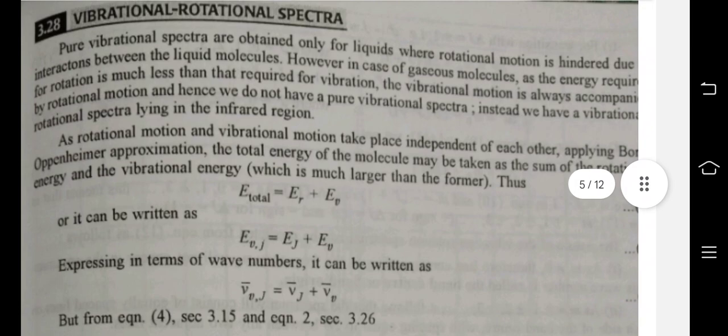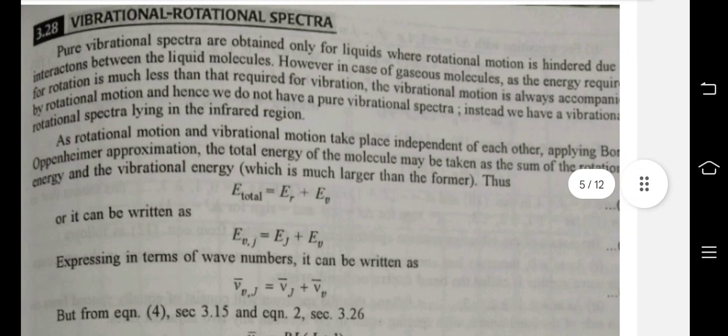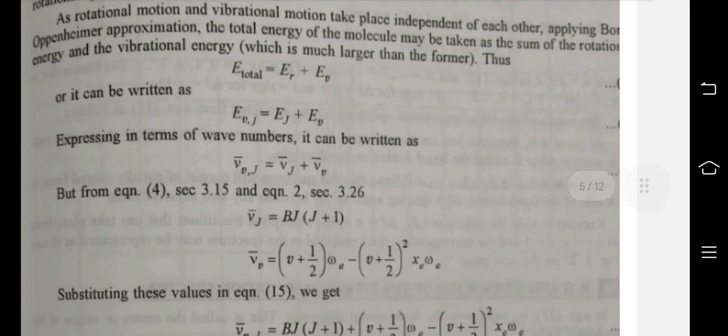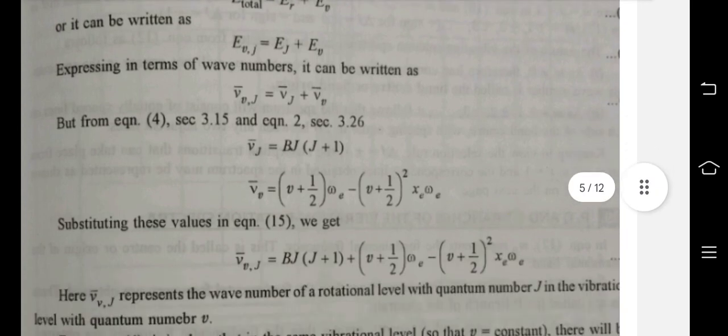As rotational motion and vibrational motion take place independent of each other, applying the Born-Oppenheimer approximation, the total energy of the molecule may be taken as the sum of rotational energy and vibrational energy. Thus, E total = Er + Ev, or it can be written as EvJ = EJ + Ev. Expressing in terms of wave number, it can be written as ν̄ = ν̄J + ν̄v.